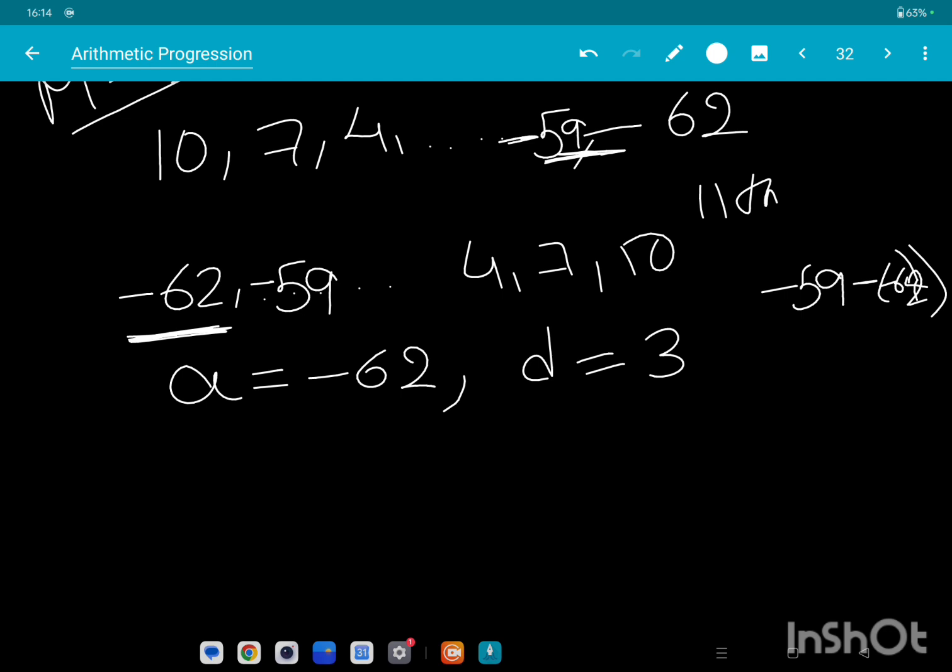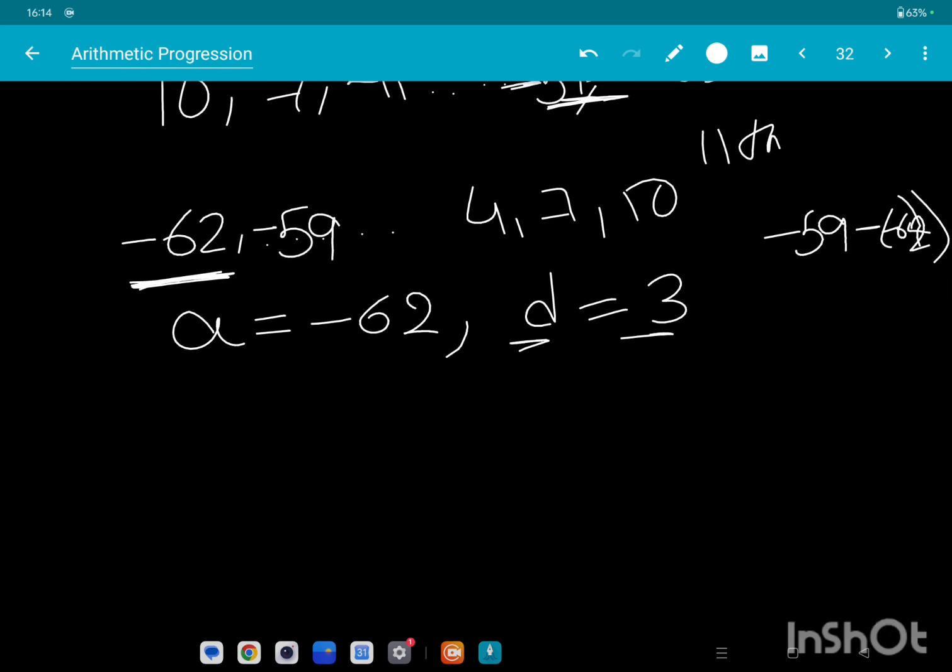Just think in a simple way. Just reverse. Reverse means the sign will be changed. Here the common difference will be 3. Now I want the 11th term here. From here I want the 11th term.